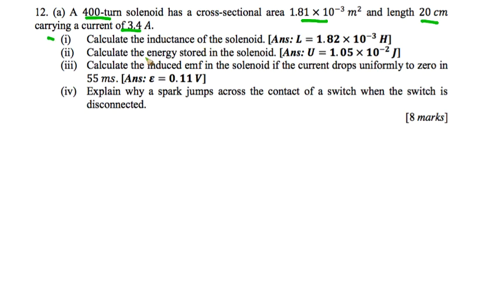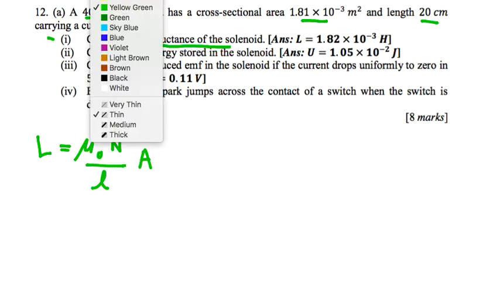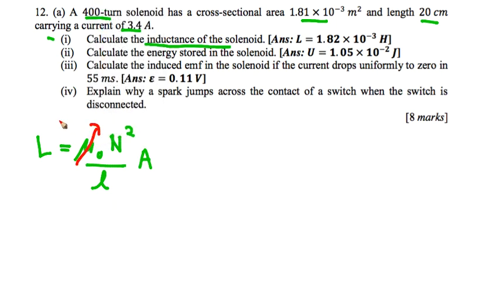So you can find the inductance of the solenoid, L, which is given by the equation mu naught n square divided by the length of the solenoid times A. So this is the inductance equation for the solenoid. All the items here: mu naught is a constant value, 4 pi times 10 to the minus 7, and n is the number of turns, 400. This is squared.